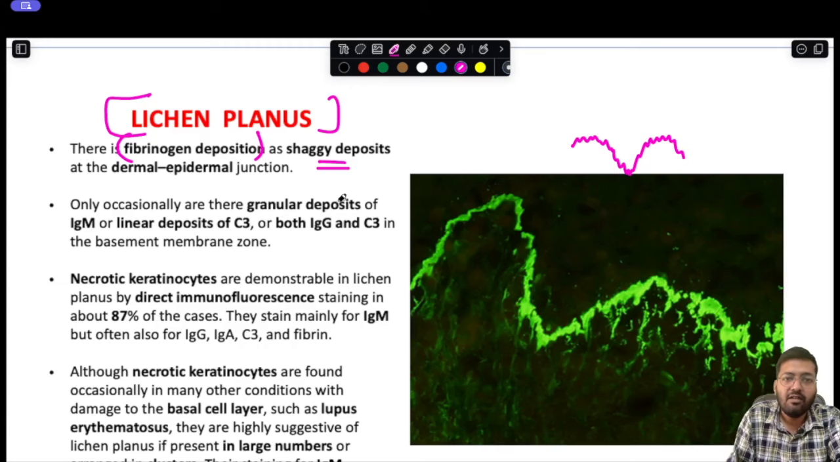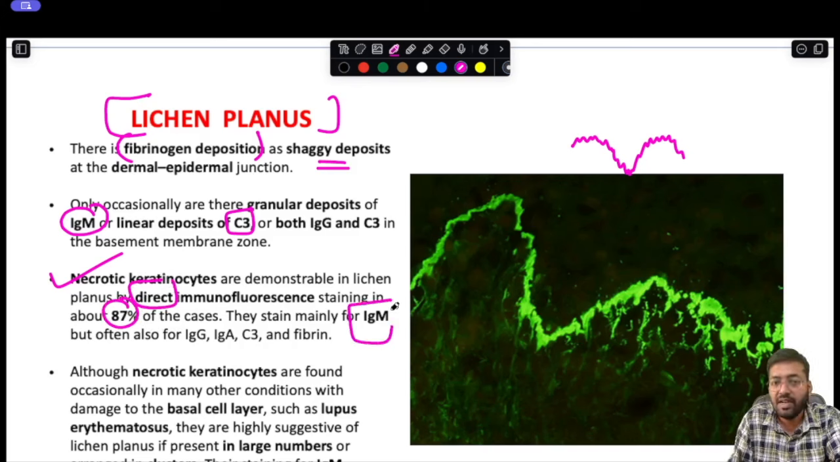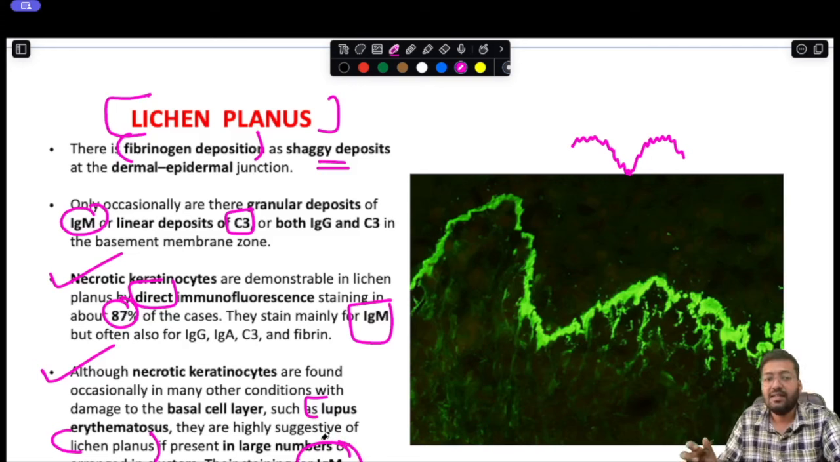Only occasionally there are granular deposits of IgM or linear deposits of C3 or both IgG and C3 in the basement membrane zone. Not only that, necrotic keratinocytes are demonstrable in lichen planus by direct immunofluorescence staining in about 87% of the cases, and these necrotic keratinocytes are staining mainly for IgM. Although necrotic keratinocytes are found occasionally in many other conditions with damage to the basal cell layer, like lupus erythematosus, the presence of necrotic keratinocytes is highly suggestive of lichen planus if they are present in large numbers or arranged in clusters, and their staining for IgM facilitates their recognition. Okay, so this is about lichen planus.